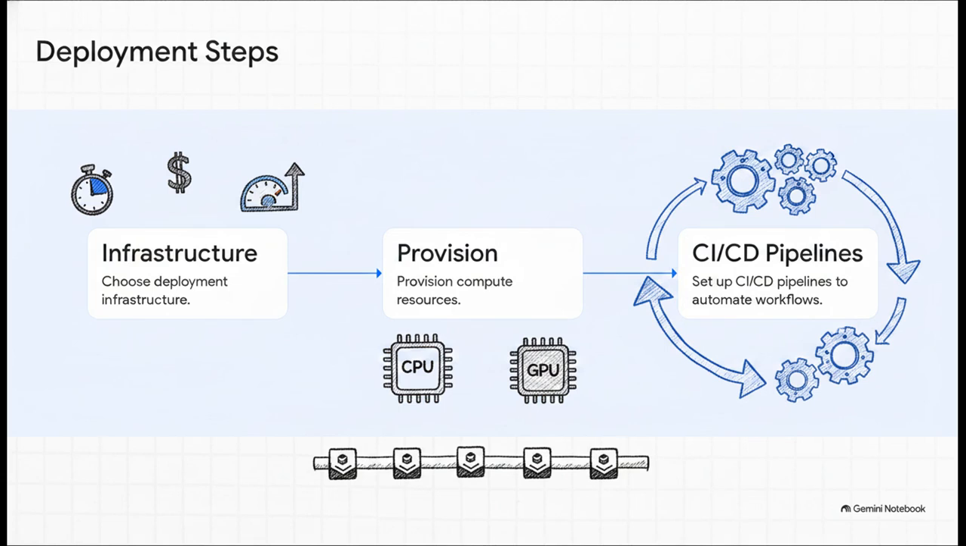AWS Domain 3 outlines these exact operational steps very clearly. First, you have to evaluate performance, cost, and latency trade-offs to choose your actual deployment infrastructure. Then, you provision your compute resources, like making that crucial decision between using CPUs or GPUs. And finally, and arguably most importantly, you absolutely must set up strict continuous integration and continuous delivery, your CI/CD pipelines, to actually automate the orchestration of your ML workflows.